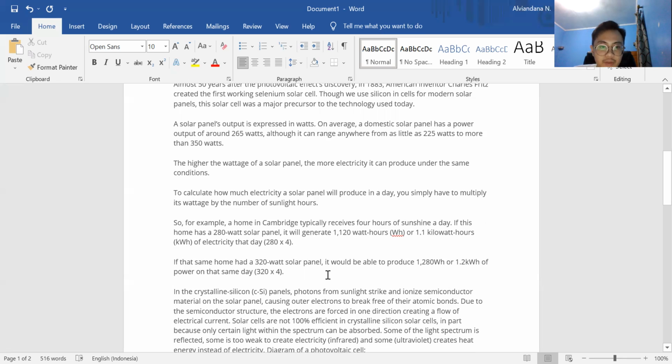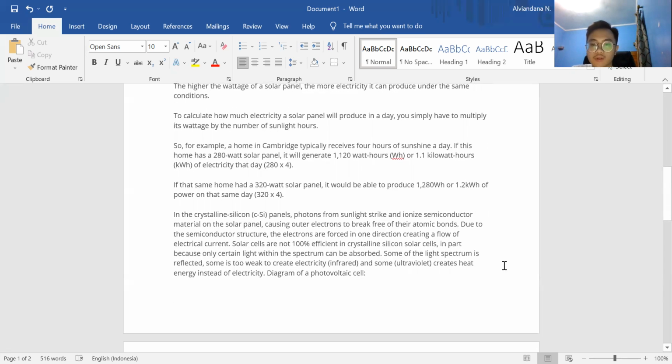And then another example, if the exact same home has a 330-watt solar panel, then 330 times 4 is 1,320 watt hours.